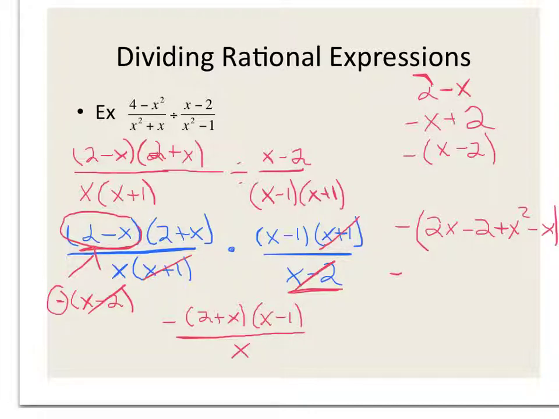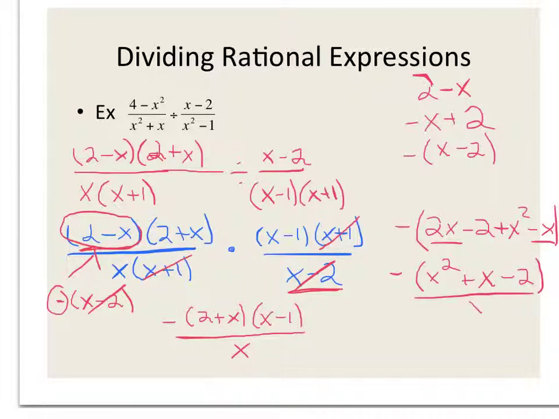We're going to simplify that a little more. I'm going to reorder things here, so I get x squared. We have a 2x and a negative x, so that just leaves plus 1x minus 2.